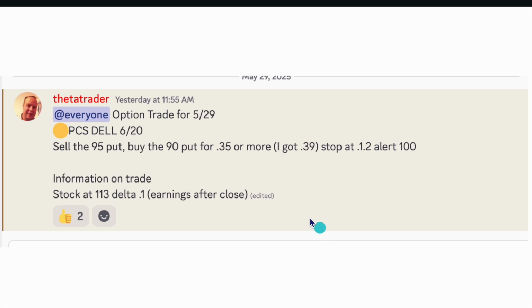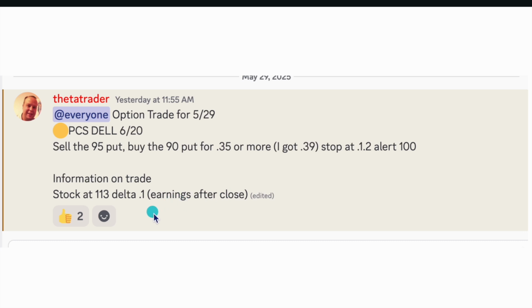The earnings were coming after close yesterday. It was a 6/20 expiration. I sold a 95 put and bought a 90 put, so this makes it a put credit spread. I said to take in at least $35 or more for my members. I got $39 on the trade. And I put a stop at 1.2 and an alert price at 100. It was at 113 at the time. If it got down to 100, I'd probably just get out of the trade at that point.